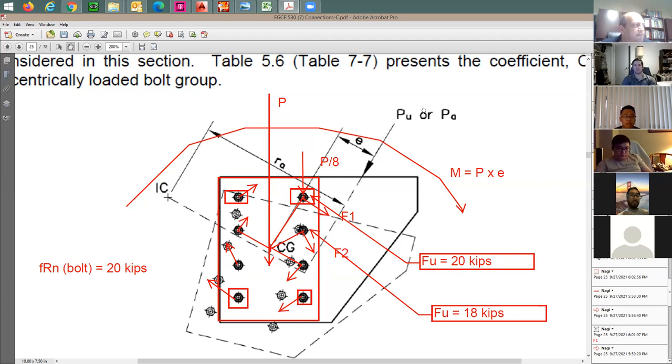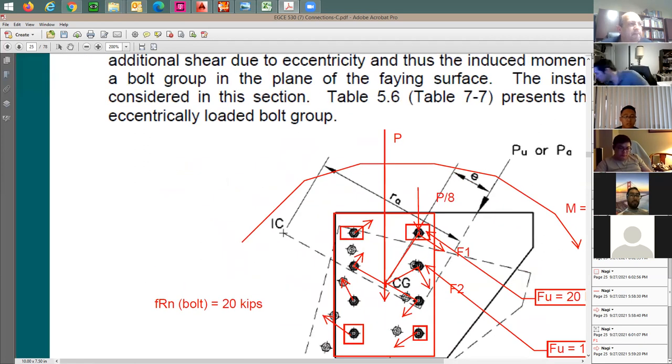So if I'd like to say the bolt strength is going to be equal to 20 kips, right? How about the group strength? Can I say it's going to be equal to 20 times 8? It's going to be 160? I'm going to say no. This is not true. It's going to be slightly less. Meaning the group action is going to be reducing the group bolt strength.